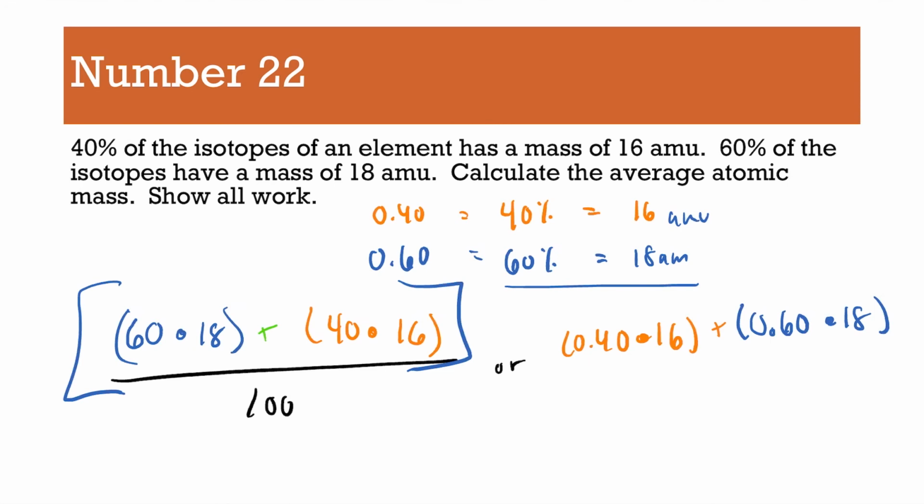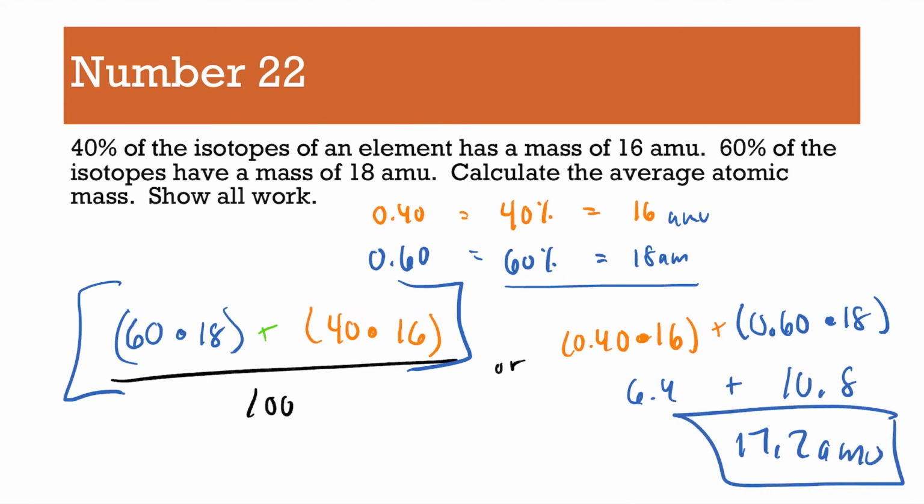But if we do it on a calculator, 0.40 times 16 is 6.4, plus 0.60 times 18 is 10.8. 10.8 plus 6.4 gives you 17.2 AMU. And if you were to plug this into a calculator with the correct parentheses, you would also get 17.2 AMU.